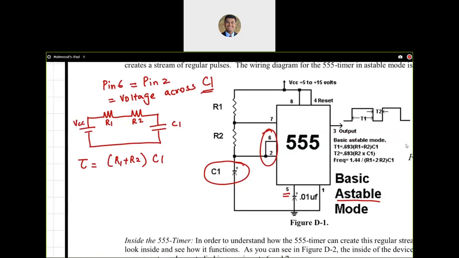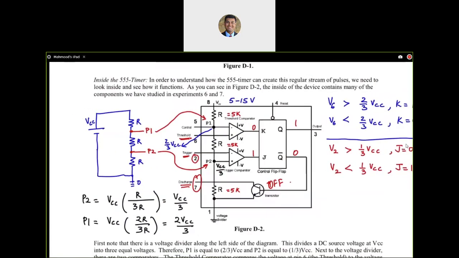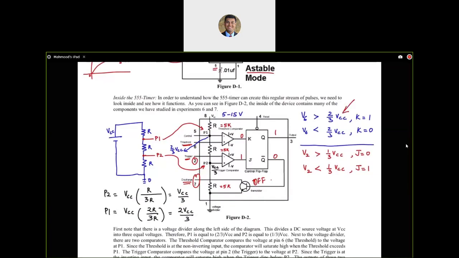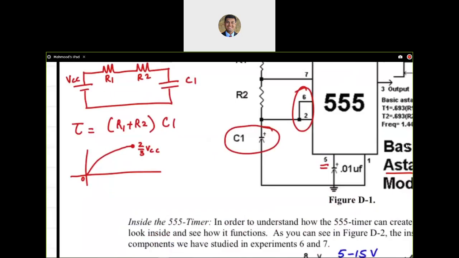So initially it is going to start at 0 and it is going to keep rising, charging. Until what time does it charge? It charges from 0 to a maximum of 2/3 VCC because the internal circuitry allows you to charge up to 2/3 VCC. The moment you reach 2/3 VCC and go a little bit above, K will be set to 1, J will be set to 0, which means that the transistor will become on and you will start discharging. So it can reach only to a maximum of 2/3 VCC.